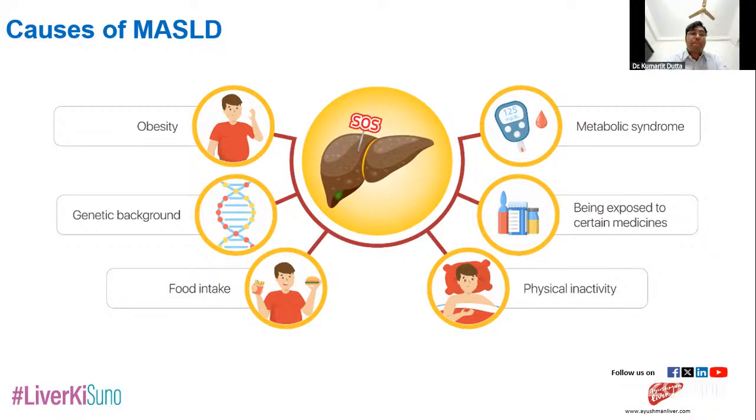Now, obesity is the key thing where you can find MASLD very commonly. In obese individuals, we see that the fat content of the liver is higher than 5%. It goes to 10%. And as I said, it goes to MASH or NASH.